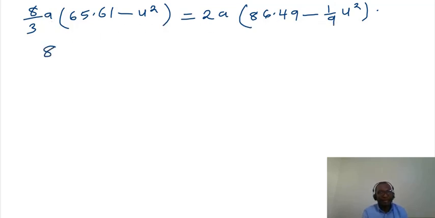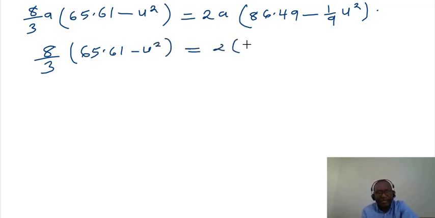So we shall remain with 8 over 3 into bracket 65.61 minus u squared equal to 2 into bracket 86.49 minus 1 over 9 u squared. The next thing is we are going to eliminate this fraction by multiplying 3 on both sides.